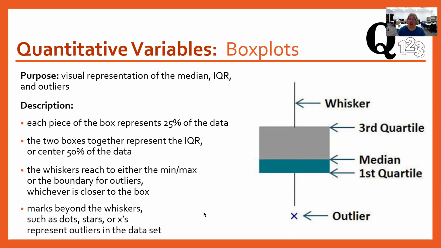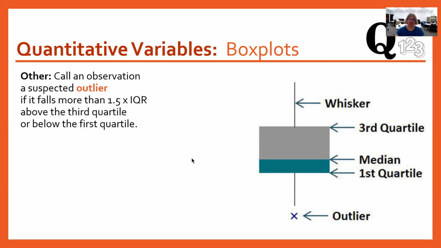Anything that's a star, a dot, an X, a triangle, a square, anything that's out beyond the end of the whiskers is always going to be an outlier. We call an observation a suspected outlier if it falls more than 1.5 times the IQR away from the box. So if we take the IQR, multiply it by 1.5, and add it to the top of the box, any data points beyond that are suspected to be outliers.